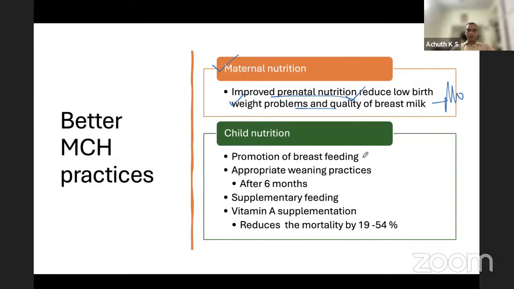Child nutrition: promoting breastfeeding practices and appropriate weaning practices, not the religious weaning practices, but appropriate scientific weaning practices, not like giving donkey's milk, honey, or sugar at birth. All this causes diarrhea and other complications also. Apart from that, scientific supplementary feeding and vitamin A supplementation. Vitamin A supplementation reduces the mortality by 19 to 54%, which is very huge.